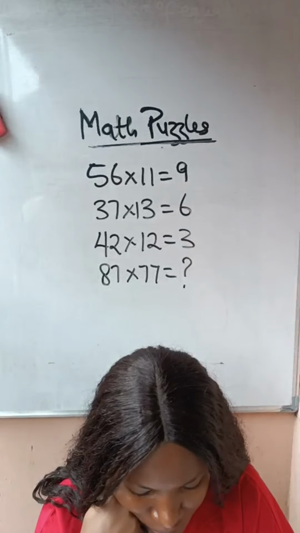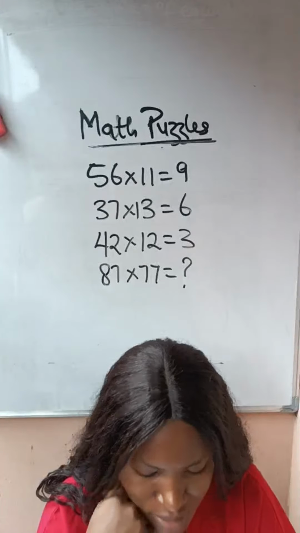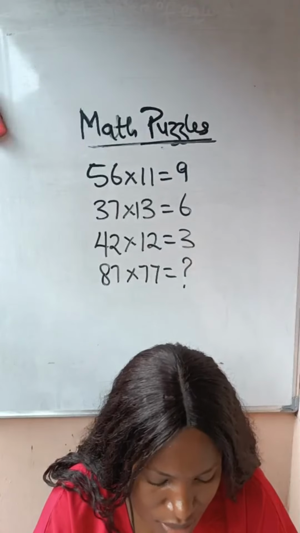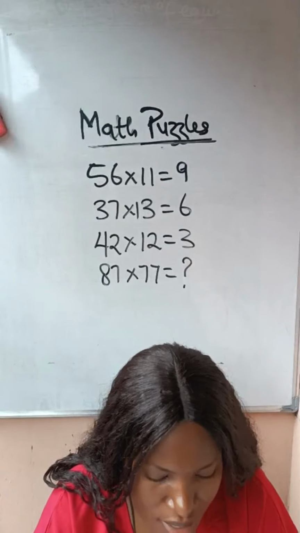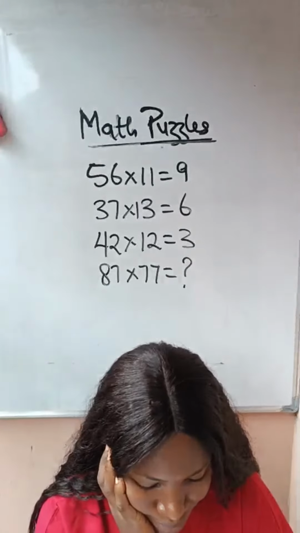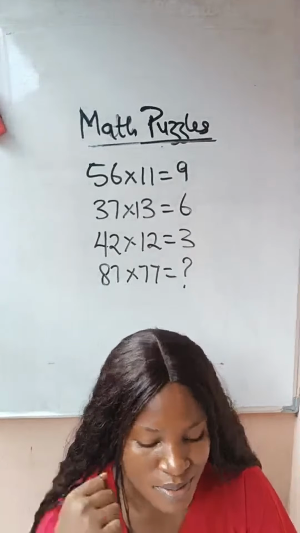56 times 11 is 9. 37 times 13 is 6. 42 times 12 is 3. Now what is 87 times 77? What is 87 times 77?